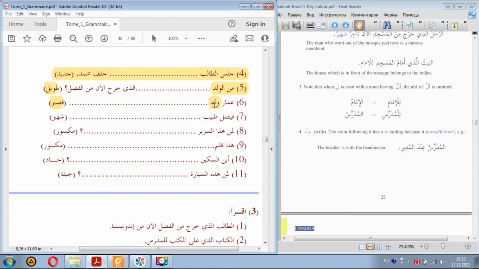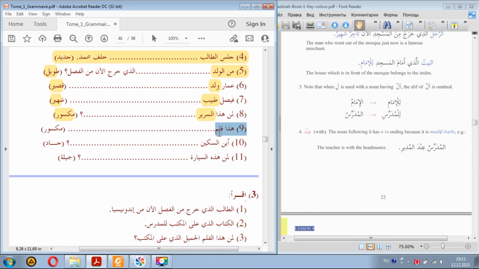Well, I think it's pretty clear to this point, alhamdulillah. فيصل طبيب شهير. لمن هذا السرير. It has alif lam, therefore it doesn't have tanween, because tanween and alif lam don't go together. It either has alif lam or tanween. If it has alif lam, it's definite. If it has tanween, it's indefinite. That's the difference. So in this case we have alif lam, therefore maksur also is supposed to have alif lam. لمن هذا السرير المكسور.